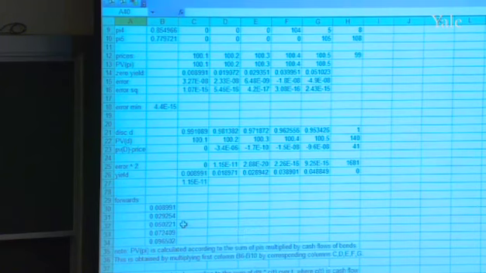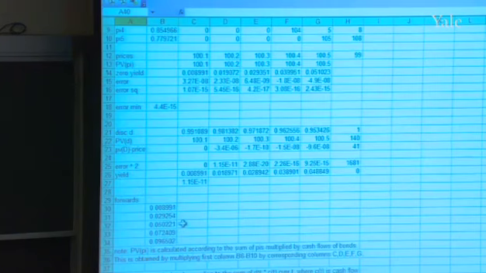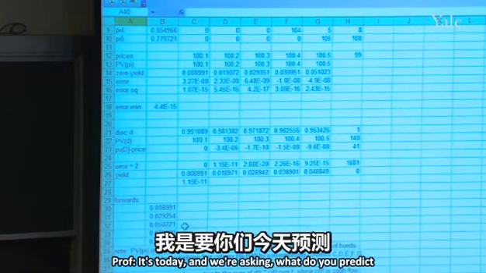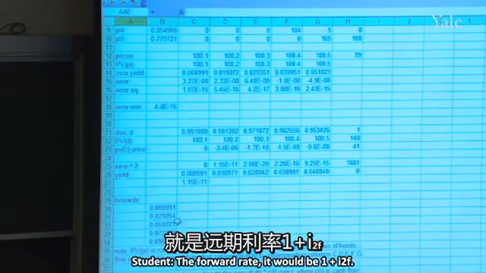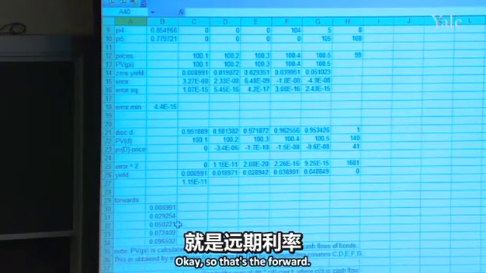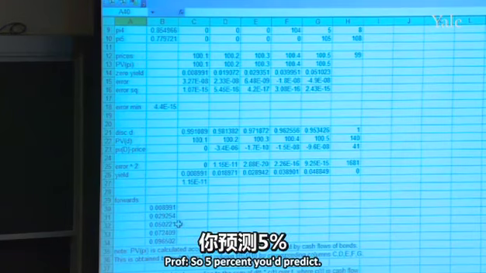Yeah. The market predicts it will be the forward rate. Which forward rate? Sorry, which years were you asking? Year 2. In year 2, what do you think the interest rate will be between year 2 and year 3? Year 2 forward. It's today, and we're asking what do you predict the market rate of interest will be in year 2, between year 2 and year 3? The forward rate would be 1 plus I2F. Okay, and I2F happens to be right here, 5%. So that's the forward. So 5% you'd predict.